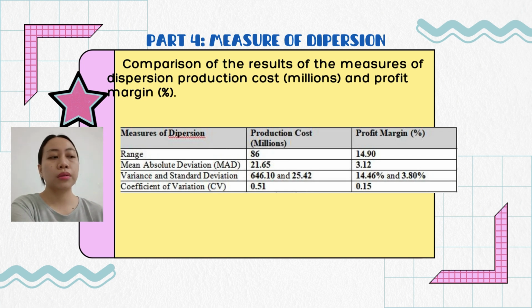Here are the results of the measure of dispersion. The data show that production costs have much higher variability compared to profit margin. The range of production cost is 86, indicating a large difference between the highest and lowest values, while profit margins have a smaller range of 14.90, reflecting more stability.